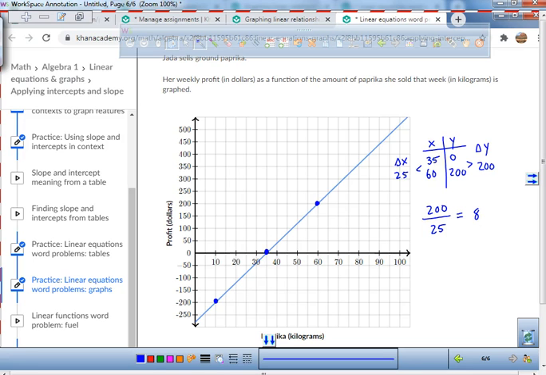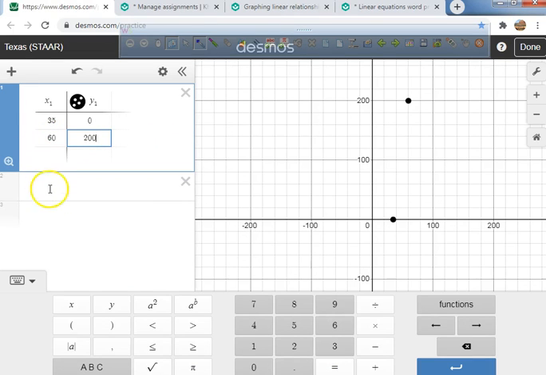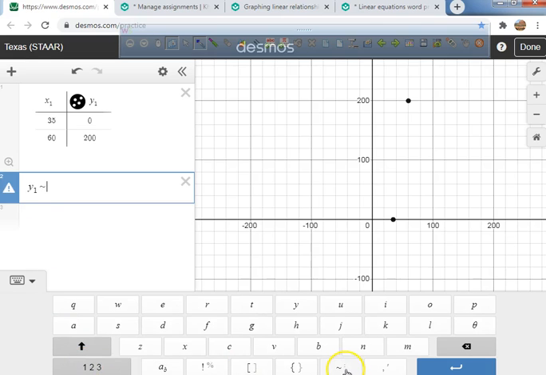60 and 200. Okay, there you go. There's your 2 ordered pairs. And then you got to do the phrase that pays, which is y1, and then this little tilde. Now, if you want to know where that is on Desmos, it's right there.